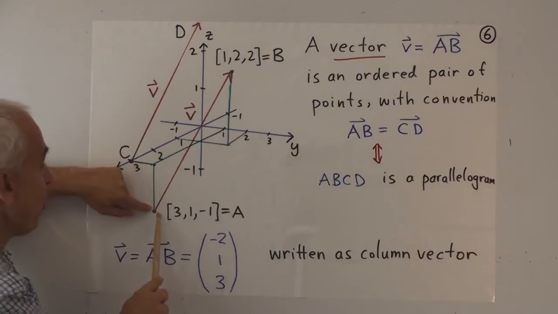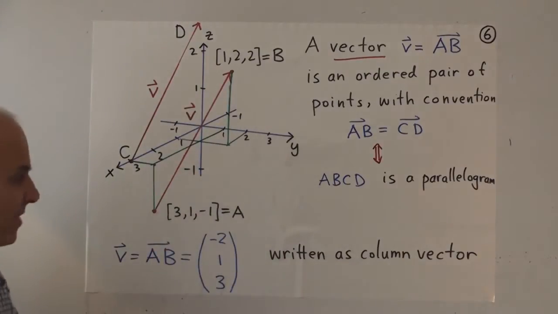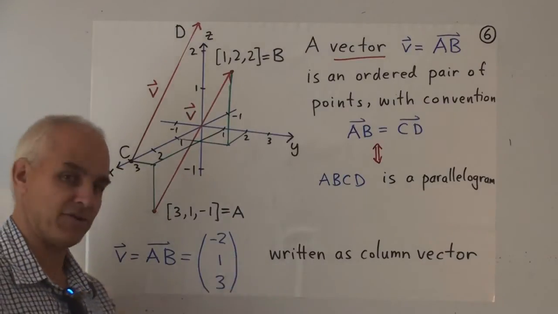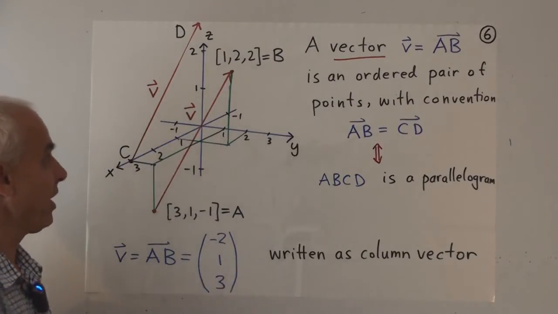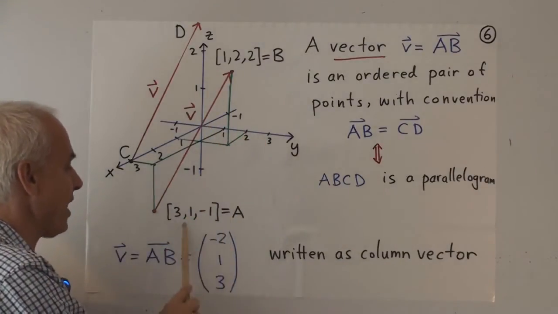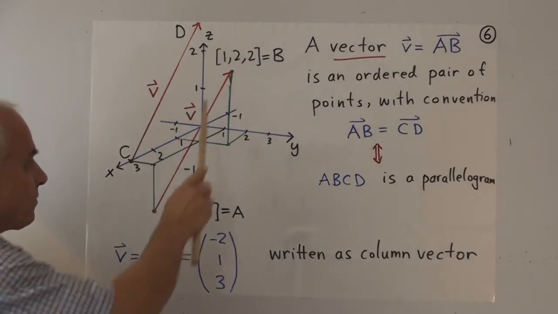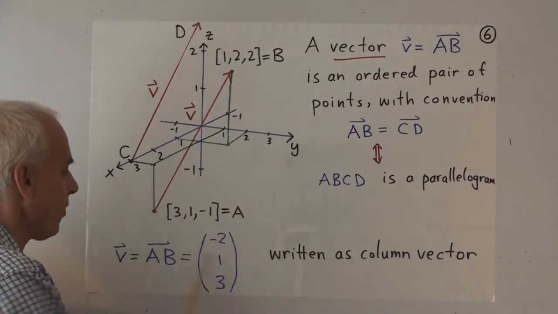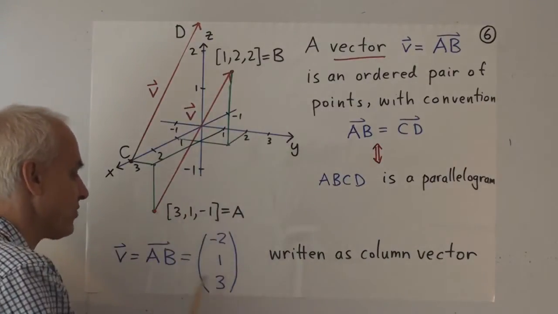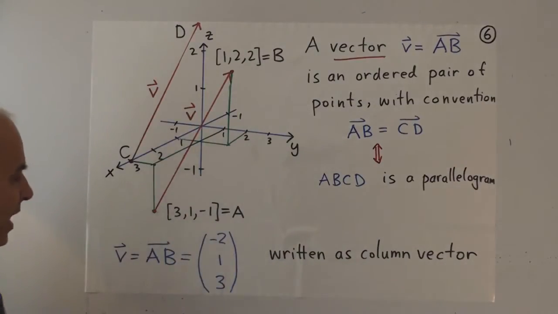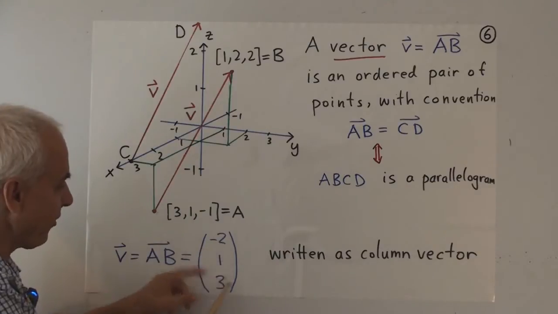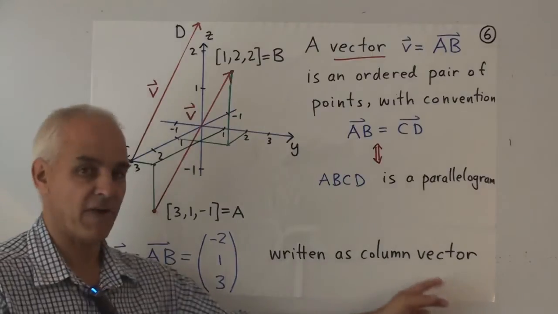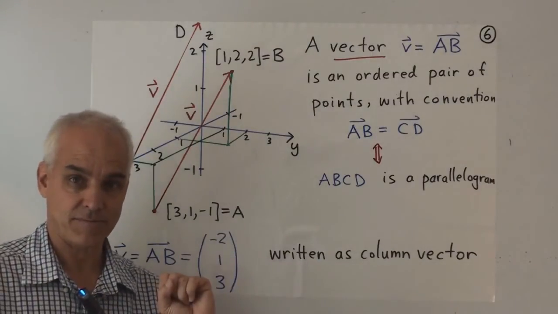And now the vector joining A to B, we write that also with a triple, but as a column vector. And how do we get that triple? It's the coordinates of this minus the coordinates of this. 1 minus 3 is minus 2. 2 minus 1 is 1. And 2 minus minus 1 is 3. And these three numbers in a column with round brackets, that's a column vector. That's how we're going to write vectors.